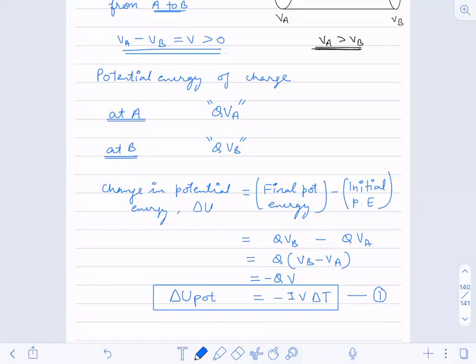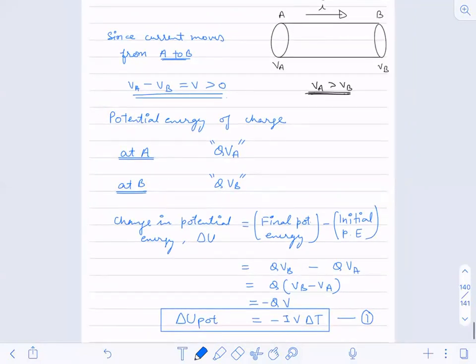So by now we have found out the potential of point A and the potential of point B. Because the current was flowing from A to B, VA will be greater and VB will be smaller. That is a very obvious thing. If you take the potential difference, it will always be positive, so VA minus VB is greater than 0.